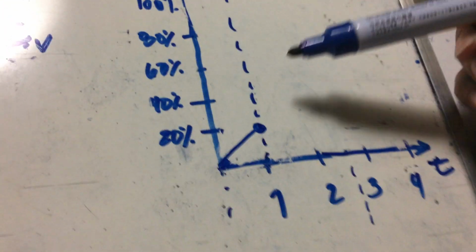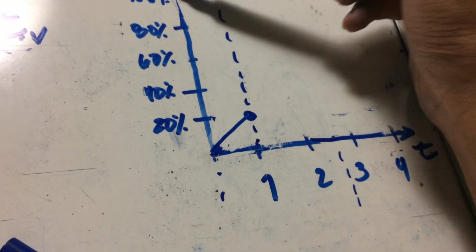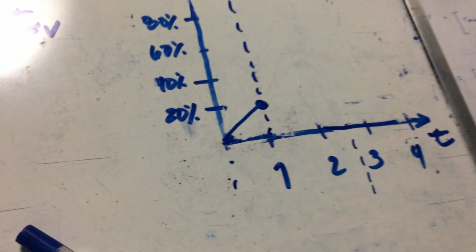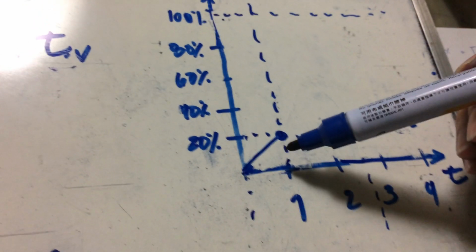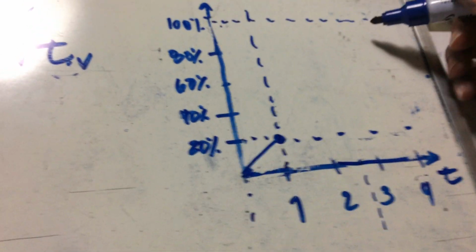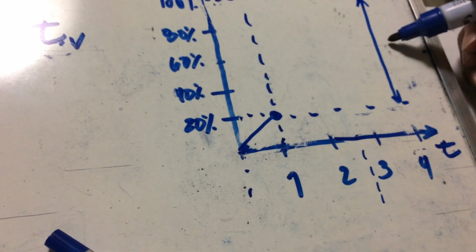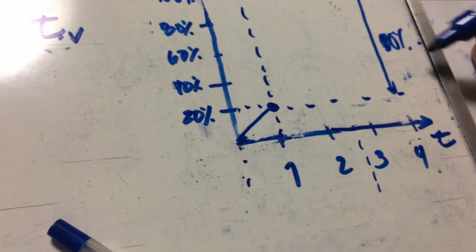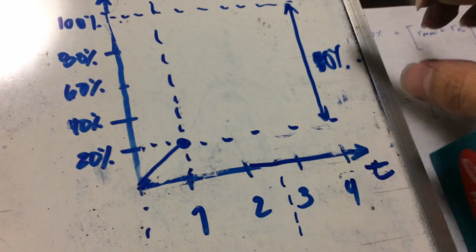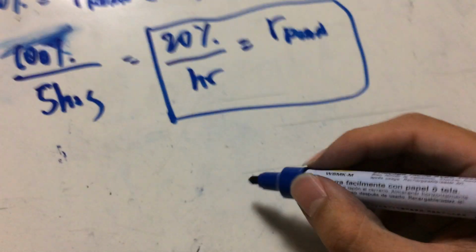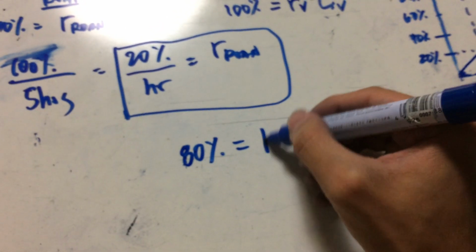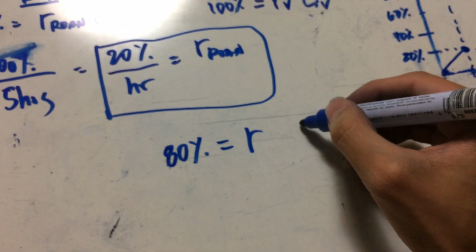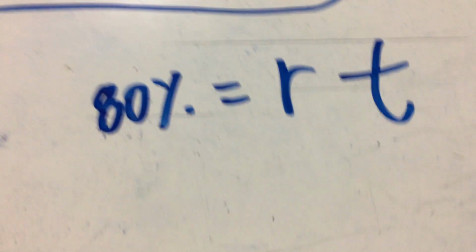The goal is to land on the 100%. How are we going to do that? Since 20% of the job has already been completed, there's 80% more work to be done. So, since this is the only equation we know, we could write 80% equals rate times time. So what are we going to do next?